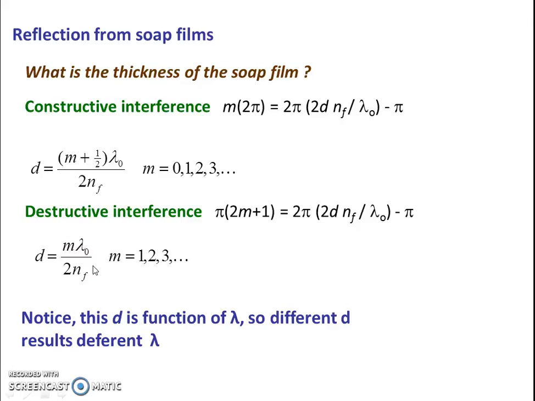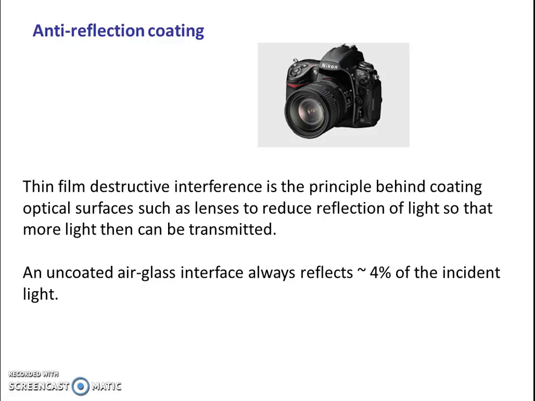So here we can see clearly these d values are directly related with lambda 0, which is the wavelength of the light falling here. So if lambda 0 changes, automatically d will change and the whole conditions will change. From there we can conclude that the result will be different for different values of lambda, so that we can get different colors for different thicknesses of the soap film.